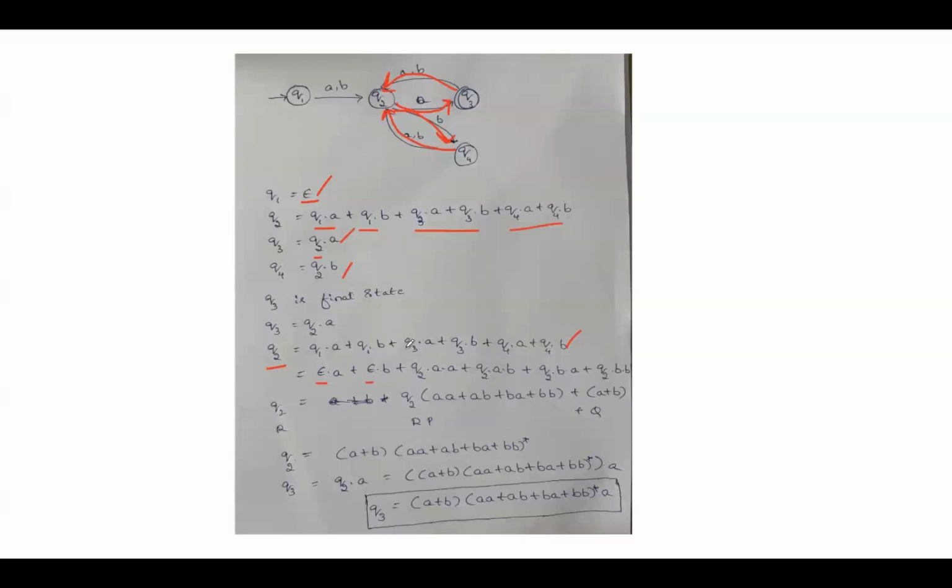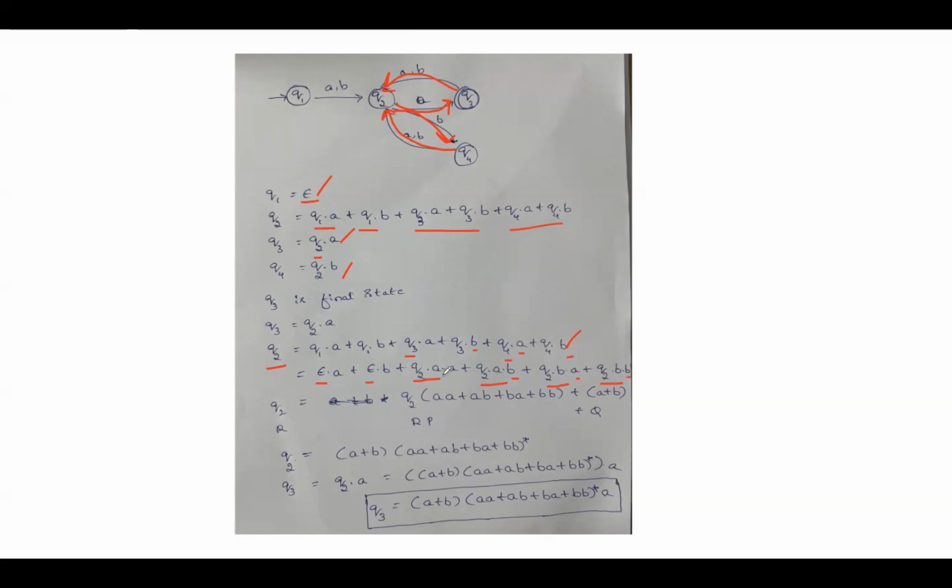And in place of Q3, we need to write Q2 dot A. So in place of Q3, write Q2 dot A dot A. Then here also Q2 dot A dot B. In place of Q4, write Q2 dot B, and write this A as it is. Then here also Q2 dot B, write the B as it is.